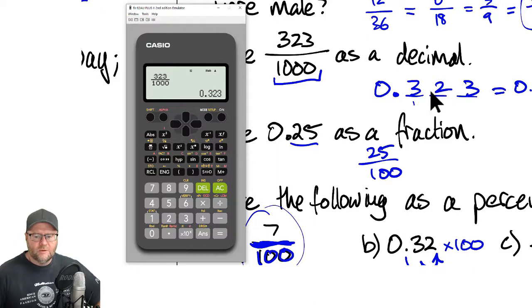Which is what we got, 0.323. Right, 0.25 is a fraction, so I can go 0.25 equals, and once again hit my SD button, and it comes up as, oh, a quarter. I forgot to simplify it. I put it as 25 over 100, which is right, but we can simplify that down to 1/4.